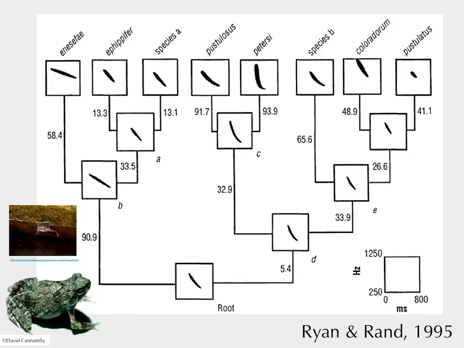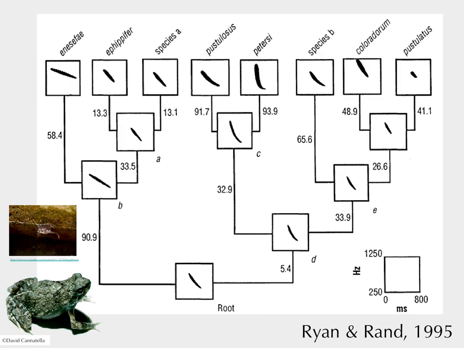Here's one of my favorite examples. This is a Kangaroo frog, and that's its call. These show the calls of different species. What they did was measure extant ones, and then using the evolutionary history, reconstruct what the ancestors' calls sounded like. It's sort of like an average of the same species. It's more complex than that, but it's similar to an average.